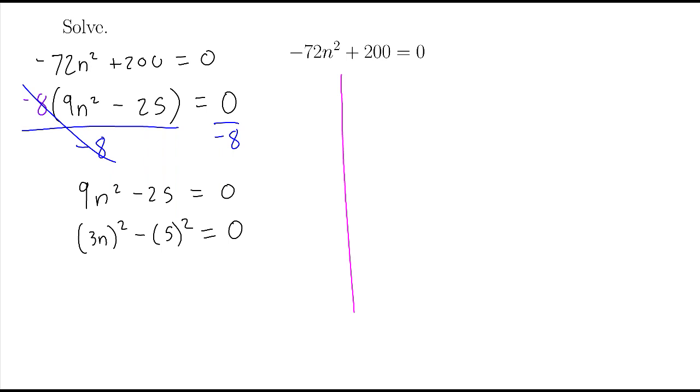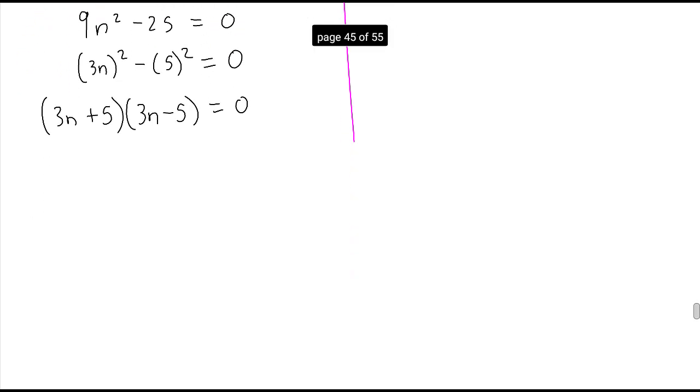Remember, difference of squares says if you can write it like this, then it will factor, without actually having to work it out, as 3n plus 5, 3n minus 5, right? You just put those values like that, with a plus and a minus. Equals 0. Now I'll go ahead and use the zero product property, set both of these equal to 0.